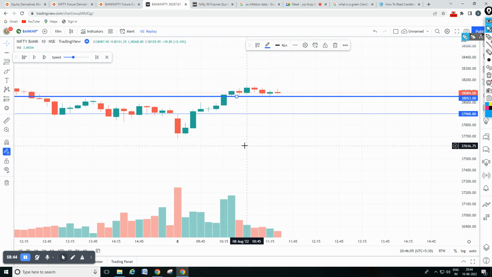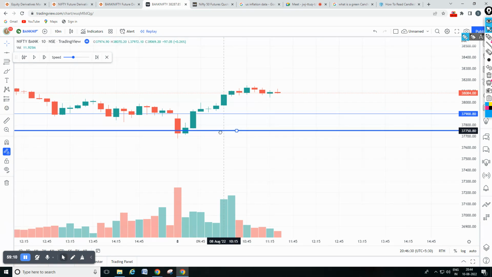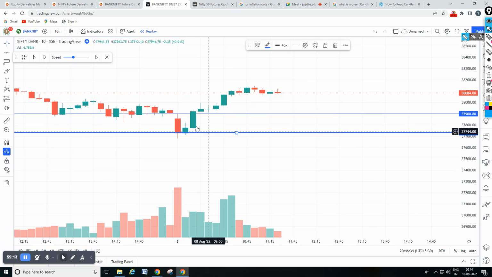Suppose I take an in the money call option, it will give around 100 or 120 points. If the spot price is moving 100 points, the option will move accordingly. The price here is 37,900. In the money for 37,900 means I have to take the 37,800 call or the 37,900 call.